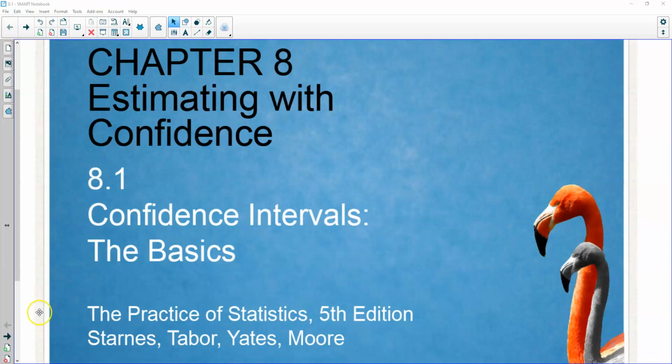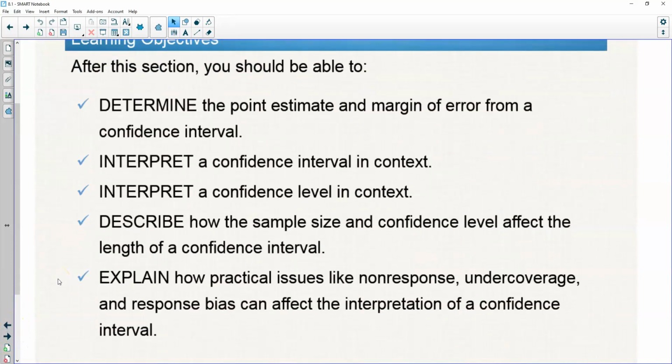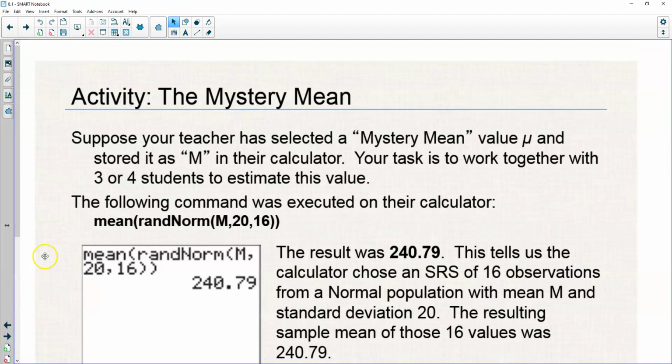We are starting Chapter 8 for AP Statistics about confidence intervals, starting off with 8.1 where we are learning about the basics of confidence intervals and what they are. So first we're going to be looking at, in this section, all of these things. Interpreting confidence intervals, point estimate and margin of error, describing how sample size and confidence levels affect the length of a confidence interval, and then talking about practical uses of confidence intervals.